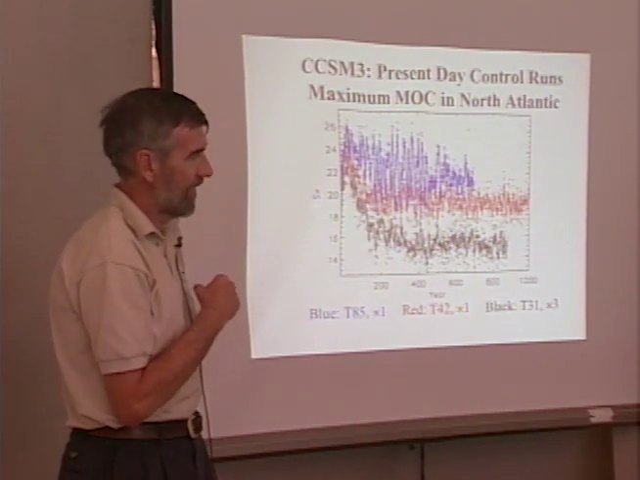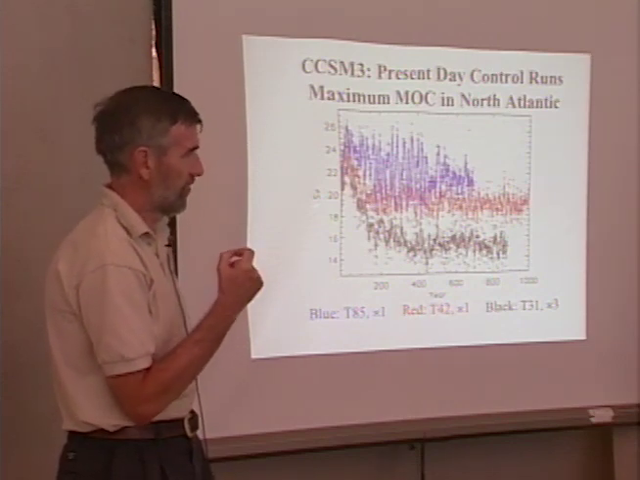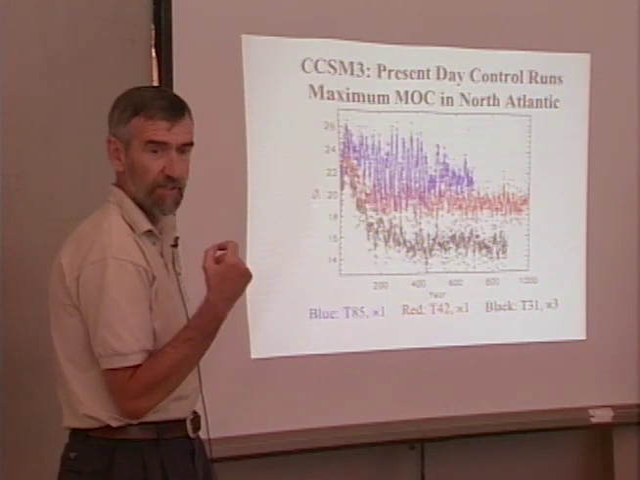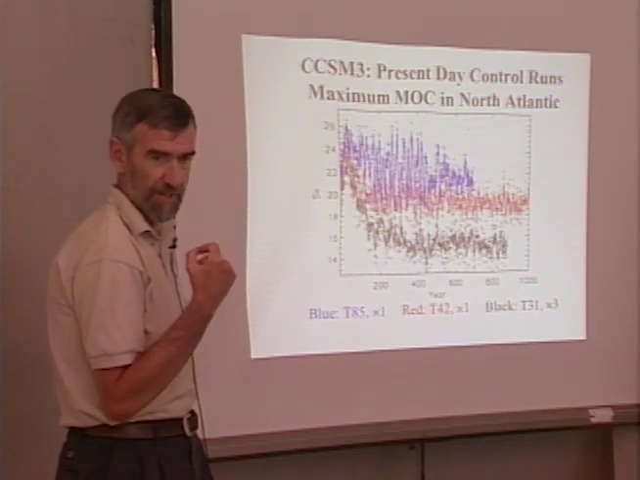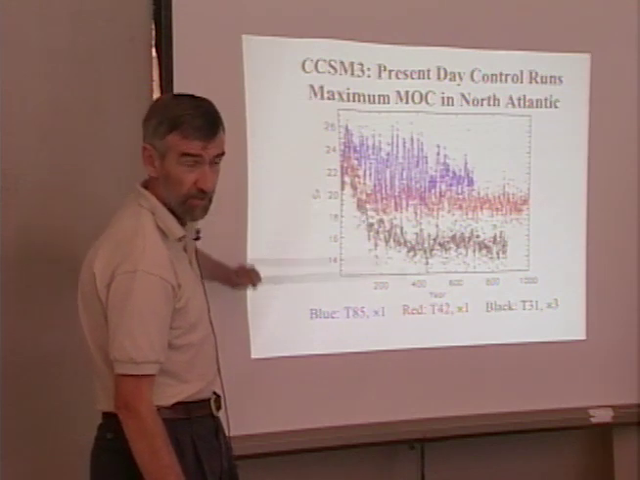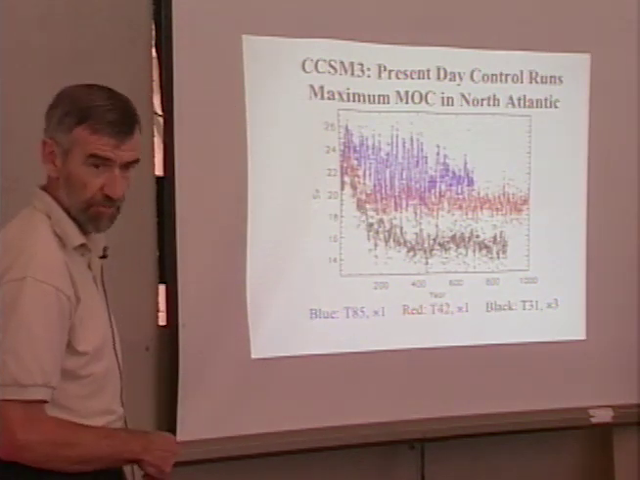In the models, that number is actually more like 5 sverdrups. So if you think of the deep water formation as what the thermohaline circulation should do, the amount of water involved in that is about 5. These numbers for the overturning circulation are more like 17 in the models, more like 20 to 25.